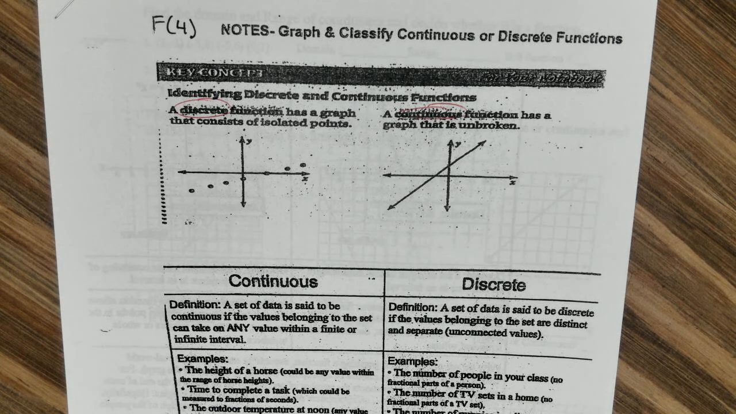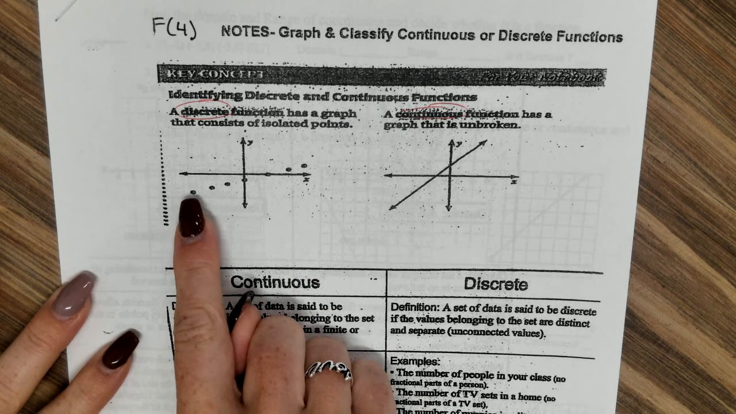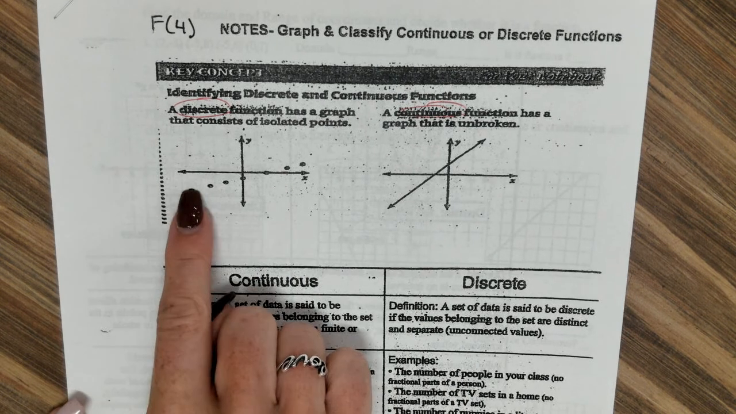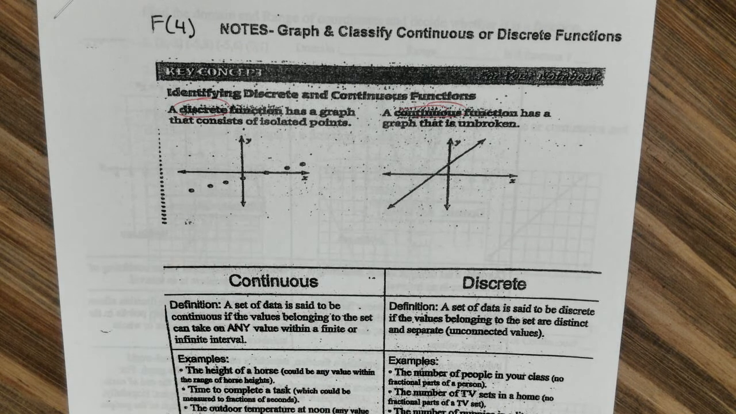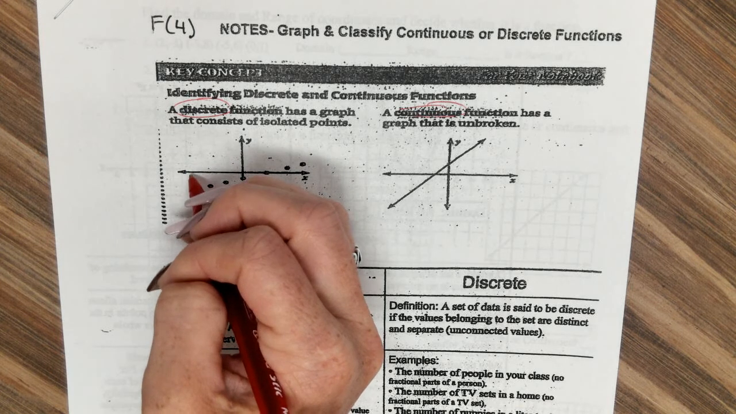So today we're focusing on continuous or discrete, and we're also still going to focus on domain and range. This is a discrete graph because there's not a connection between it. If I was to list the domain for this, it's just going to be a list of numbers like 1, 2, 3, 4. It's not going to be like x is greater than something or x is less than something.